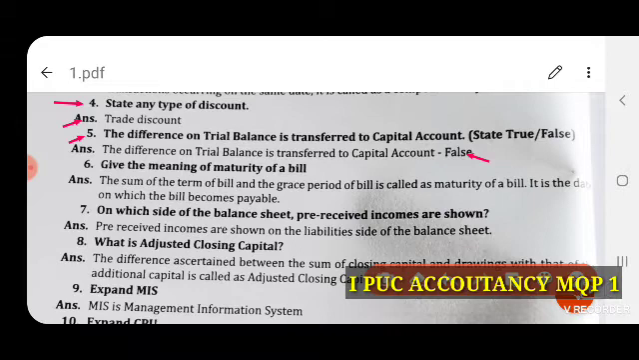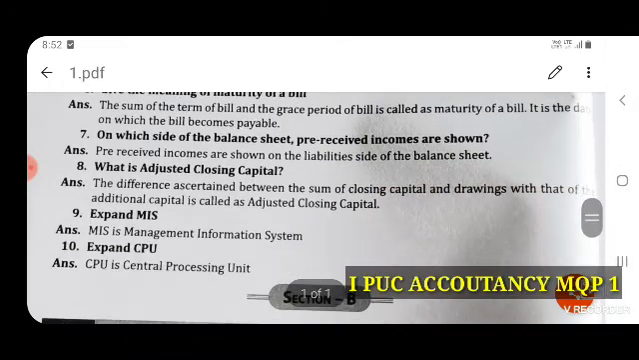And this sixth question, as per reduced syllabus, you don't have. Now question number 7.